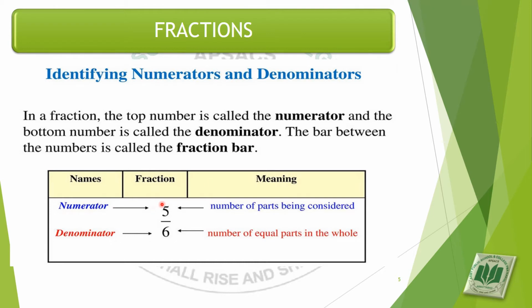For example, here you can see a fraction that is 5/6. 5, this is above the bar, so this is the numerator, and the 6, this is below the bar, so this is denominator. Now, what is numerator? Numerator is the number of parts being considered, and denominator means the number of equal parts in the whole.